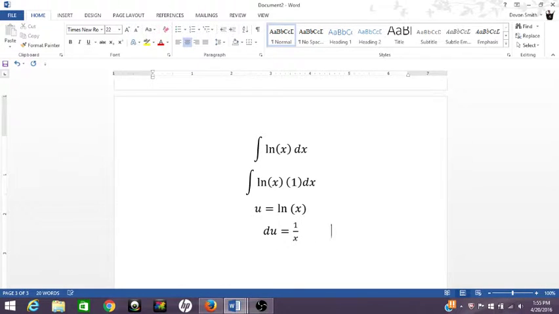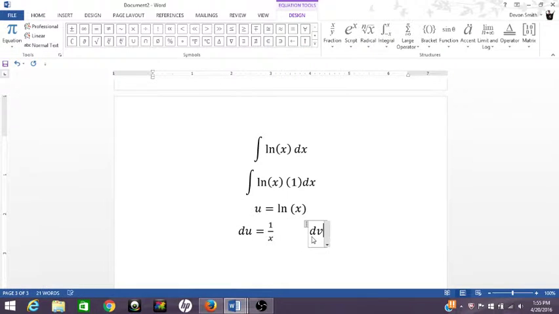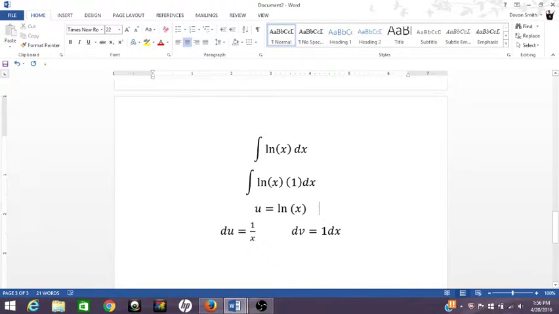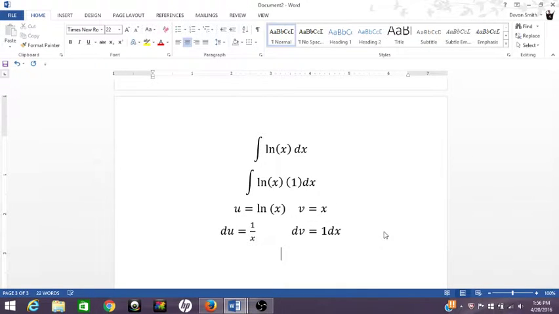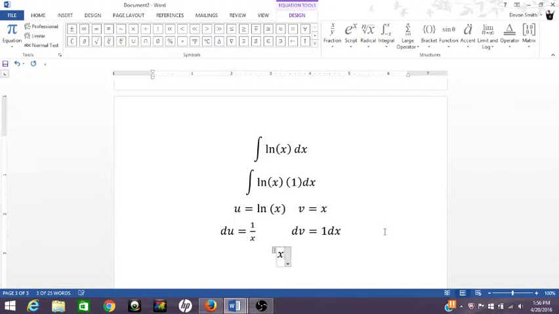There we go. Then your du, then your dv is just 1 dx. Then your v would be, and of course the integral of 1 is just x. Then once that's done, same old song and dance, plug everything back in. So that would be x, natural log of x.